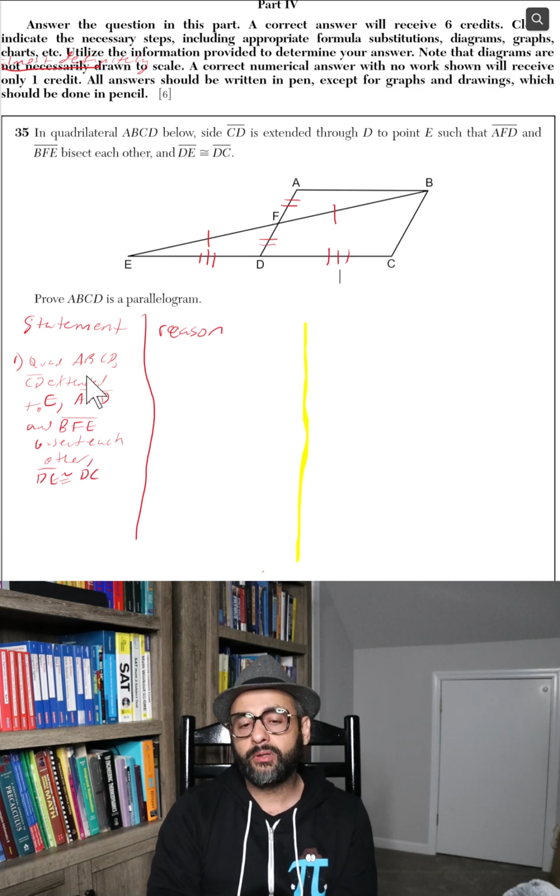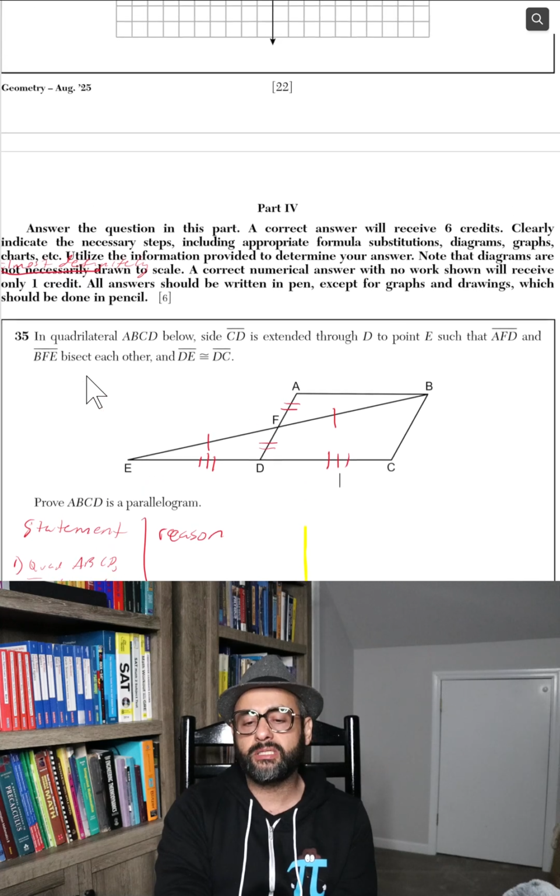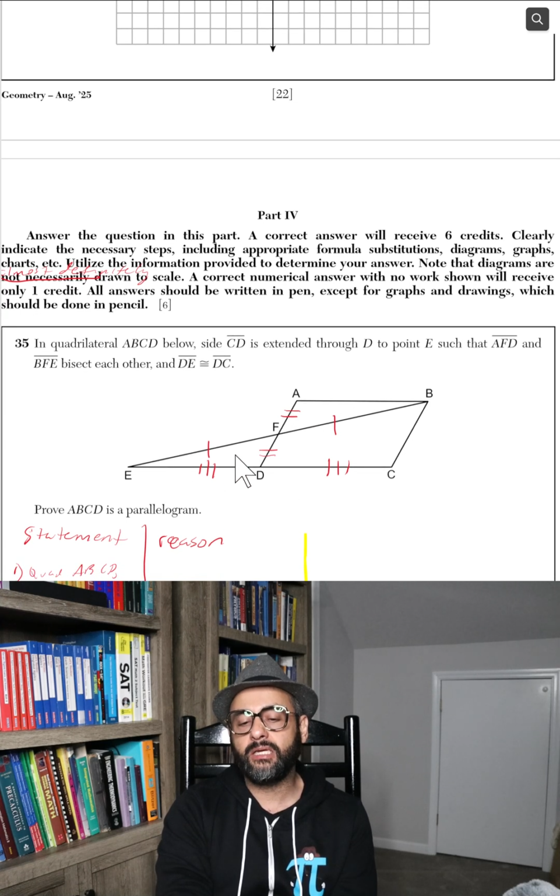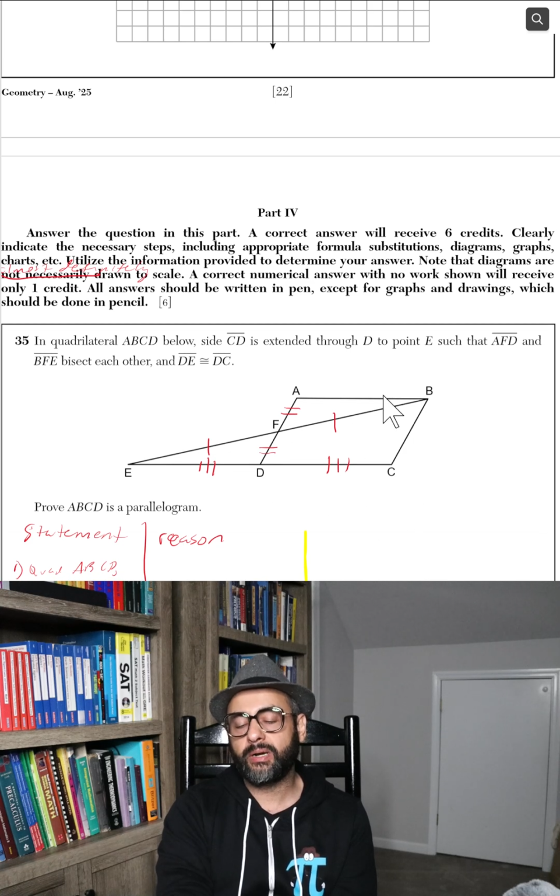So number 35, in quadrilateral ABCD below, side CD is extended to point E such that AFD and BFE bisect each other. It sure looks like they bisect each other. And DE is congruent to DC. Prove that ABCD is a parallelogram.